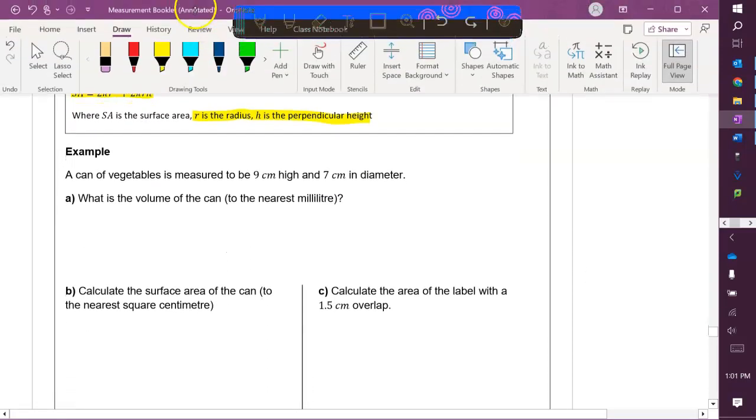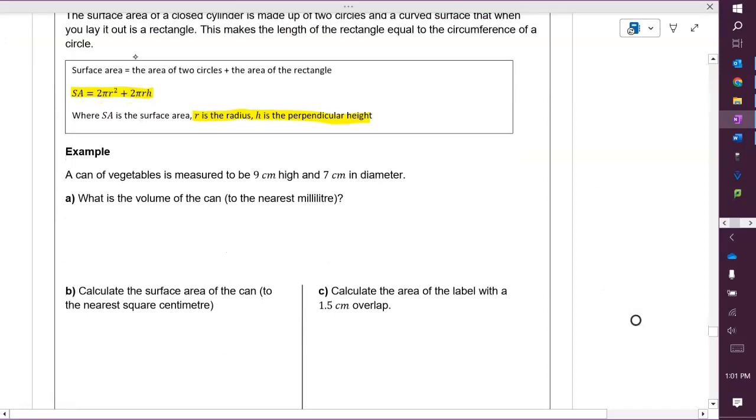So for our examples, we have a can of vegetables is measured to be 9 centimetres high and 7 centimetres in diameter. So if we draw ourselves a quick little diagram, just so we can see what we're looking at. So we have 7 centimetres in diameter, and our height is 9 centimetres. So what we then need to do is firstly find our volume.